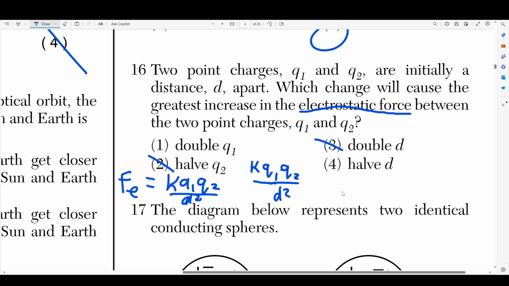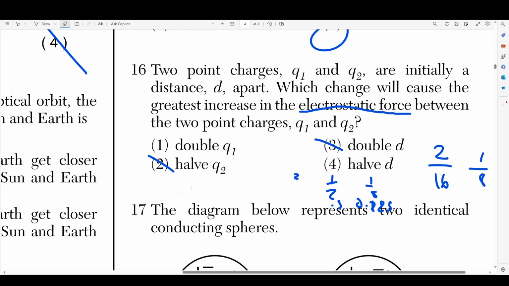Say that kQ1Q2 is equal to 2 when you multiply it all out, and my distance is equal to 2. 2 squared is 4. So my electrostatic force is 1/2. But if I double d, right, 2 times 2 is 4, and now 4 squared is 16. So 2 over 16 is like 1/8. So I went from 1/2, which is 0.5, to 1/8, which is like 0.125. So I actually decreased by a lot.